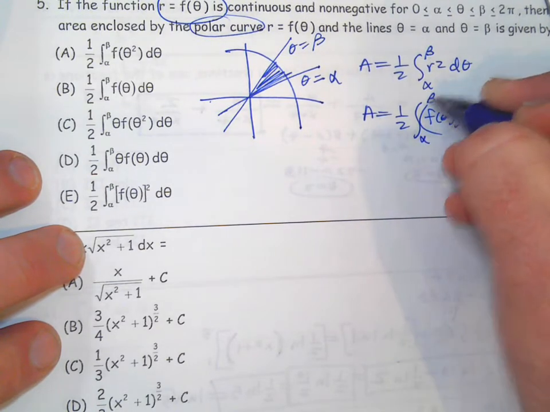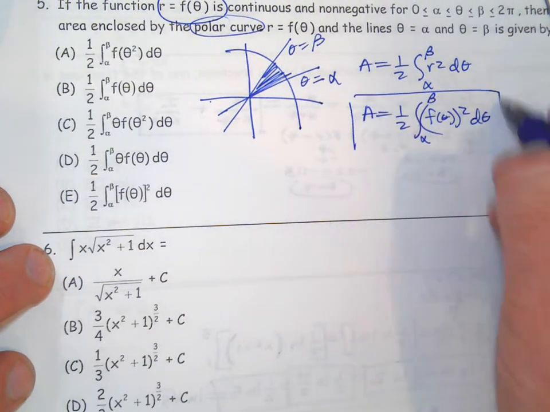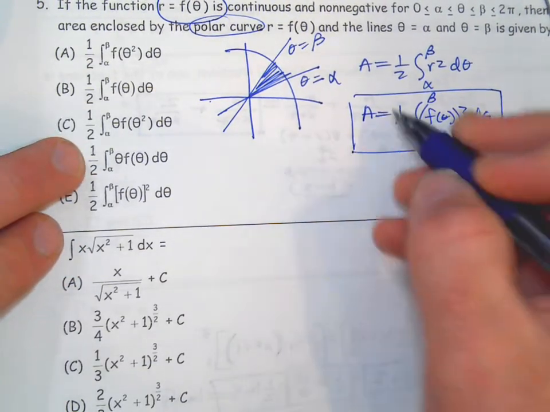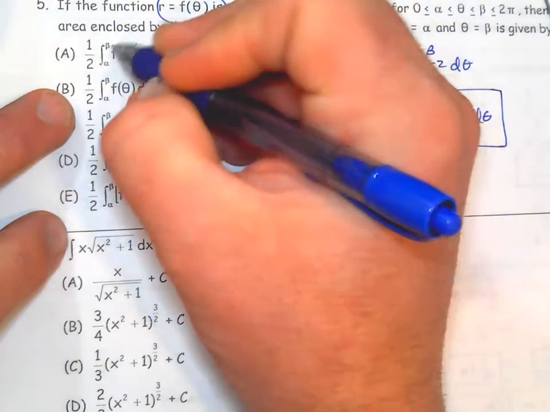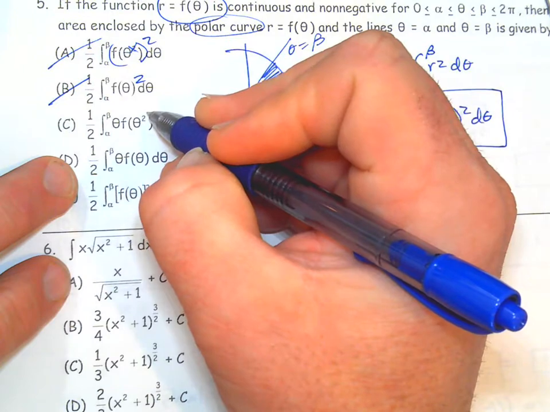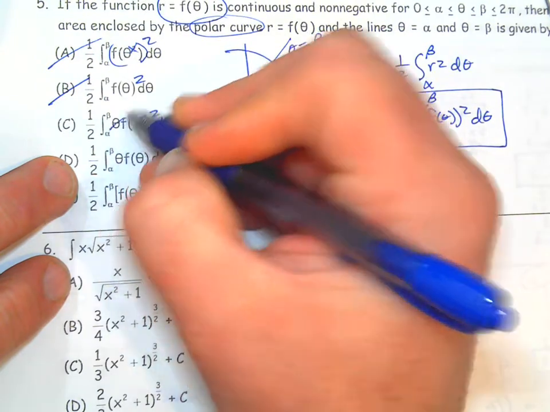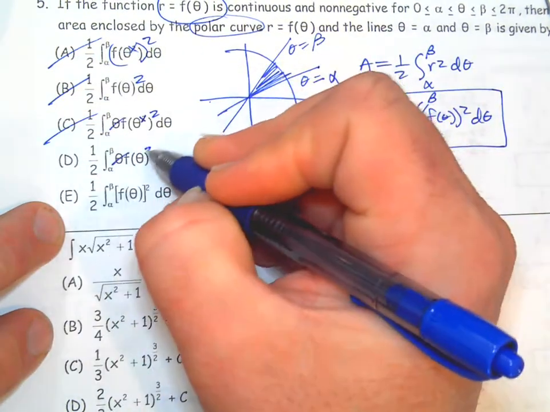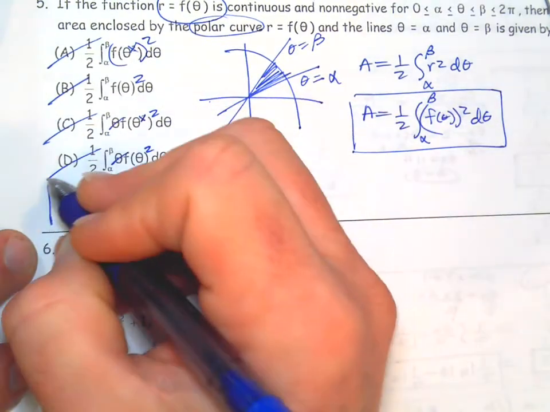And we just got to pick the right one. This one has the squared in the wrong spot. This one doesn't have the squared. This one has the squared in the wrong spot and an extra theta. This one doesn't have the squared. This one looks good.